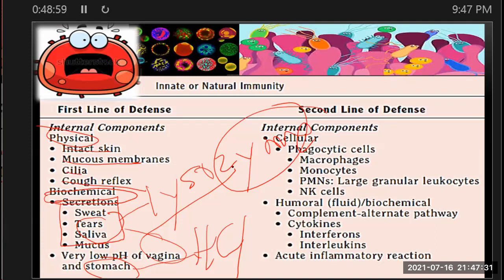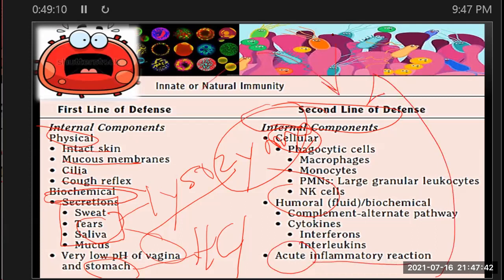For the second line of defense, we have the internal components: the cellular and the humoral, and the acute inflammatory reaction, under innate or natural immunity. So it's not under the first line, but the second line of defense. It's easy to remember: cellular, because T cells are involved here, and humoral, fluid. We also have complement, and the cytokines, chemokines, interferons, and interleukins.